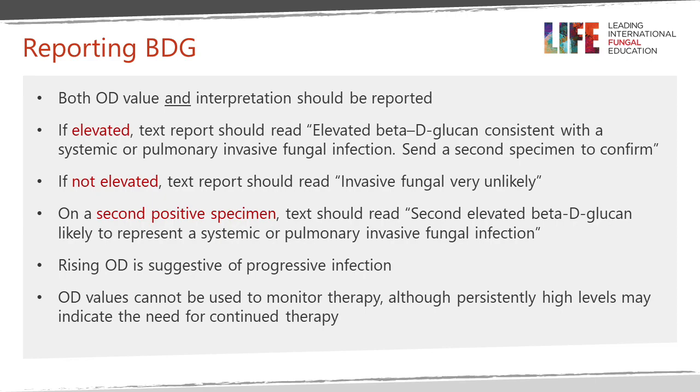On a second positive specimen, the text should read second elevated BDG likely to represent a systemic or pulmonary invasive fungal infection. So in order to be able to report this, the laboratory staff will need to look up and see whether a previous specimen has been run on that patient. So overall, a rising glucan level, or OD, is suggestive of progressive infection, but the OD values can't be used to monitor therapy successfully, although persistently high levels over many weeks may indicate the need for continued therapy, although this is by no means certain.